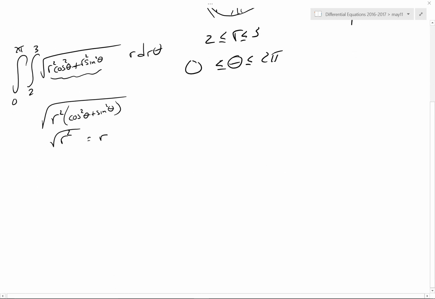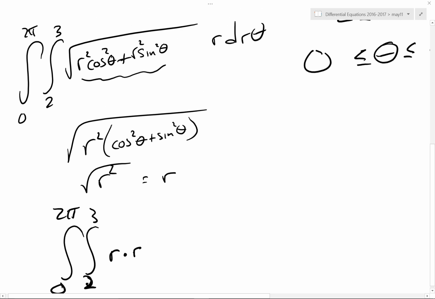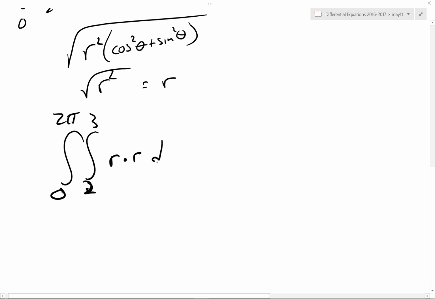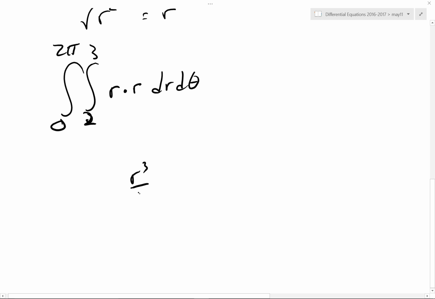Right? So anyway, I've got the integral now of 0 to 2 pi, 2 to 3, r times r. Because this r came from here, and then you've also got this r out here. So it's now r squared dr d theta. So you get r cubed over 3 again. I feel like we just did that one. From 2 to 3. So that's 9 minus 8 over 3. That sounds right. Yes.